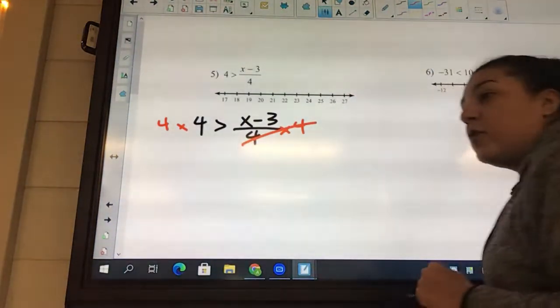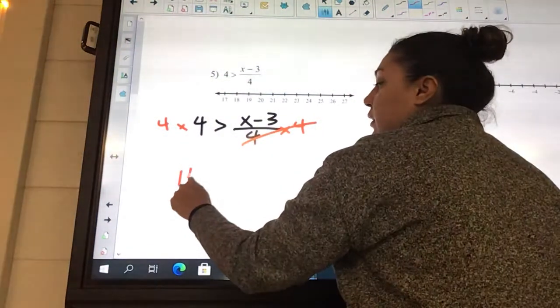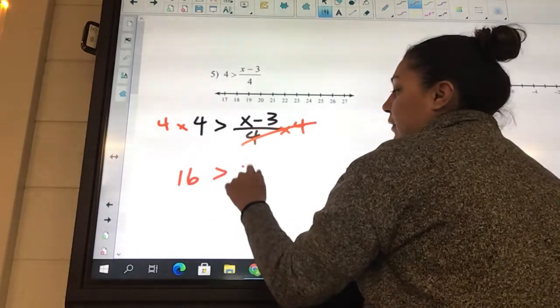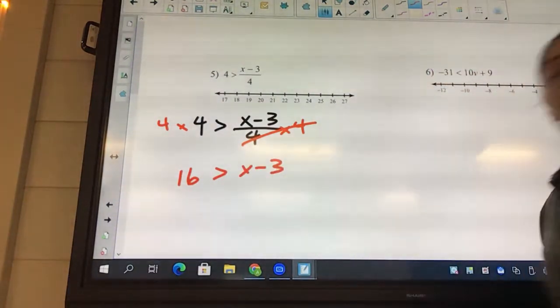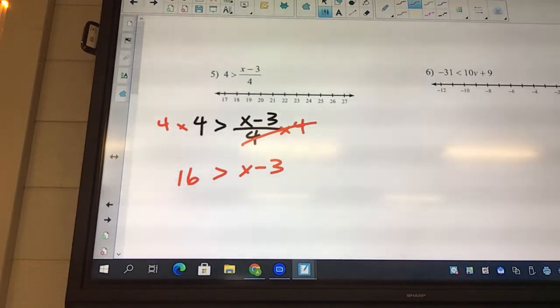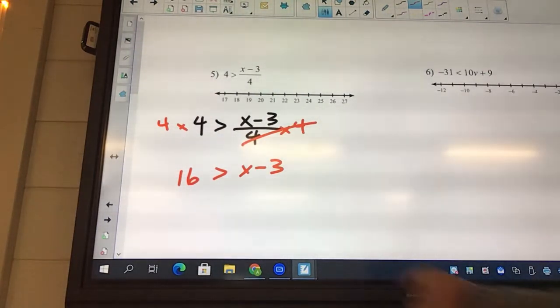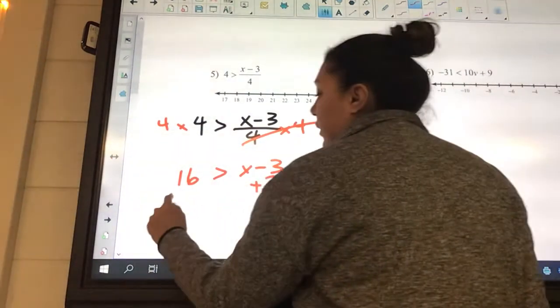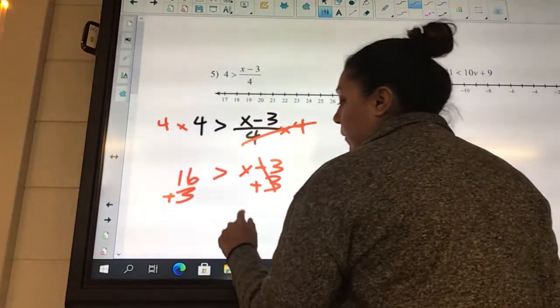So 4 times 4 is 16. Okay, and then what? Add 3 on both sides. Do we need to flip? No.